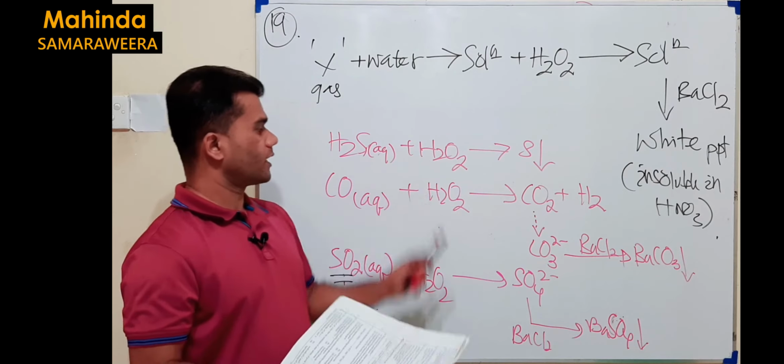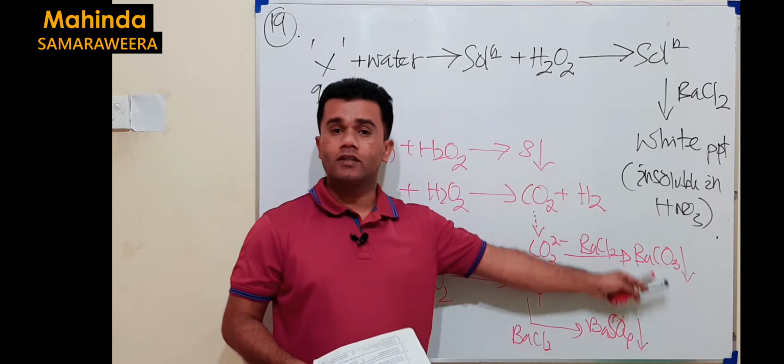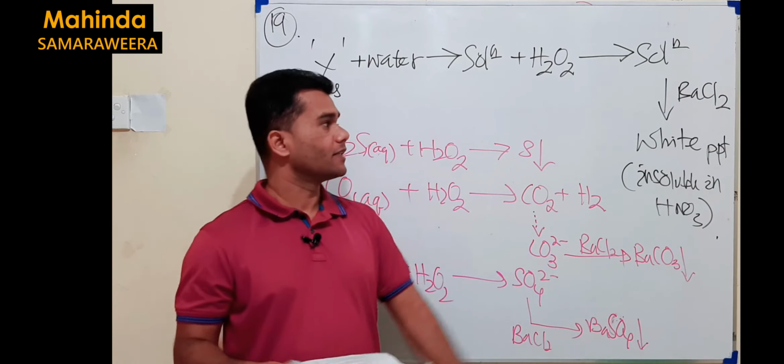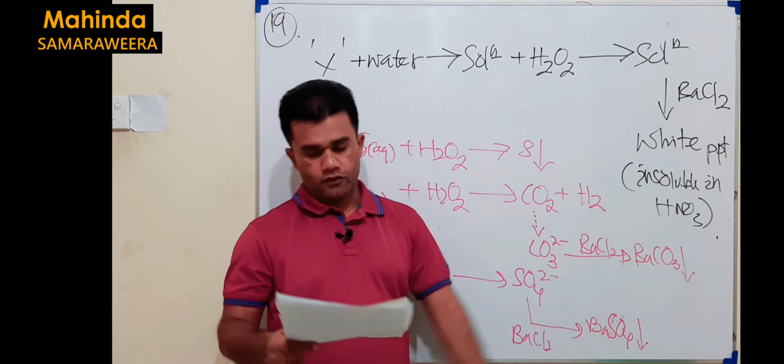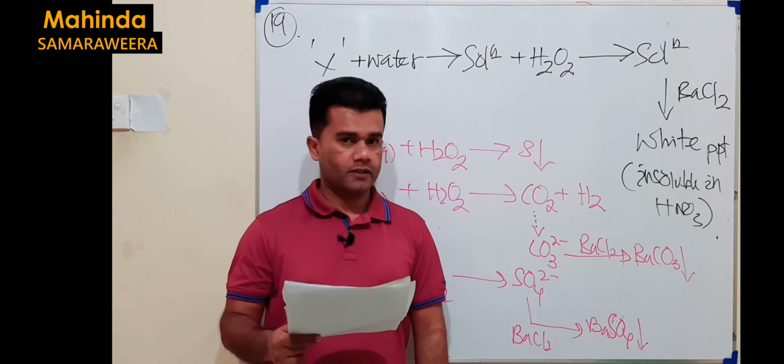Nitrogen dioxide can be oxidized to nitrate, but barium nitrate is not a precipitate. There is no precipitate in the case of nitrogen dioxide. So our answer is the third one, sulfur dioxide.